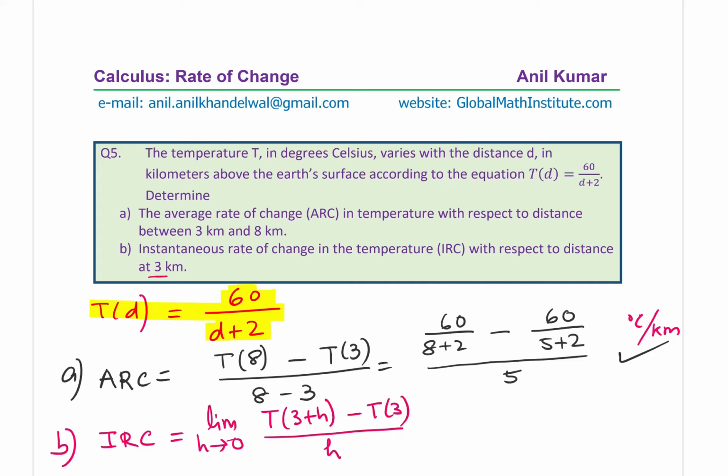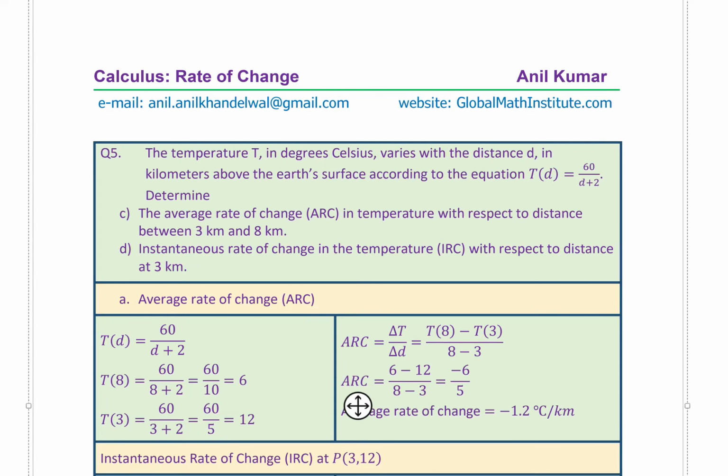Now here, what I did was that I actually typed out the solution for you. So here is the question for you, question number 5, and the straightforward solution to average rate of change is given to us right there. We're saying that the temperature when D is 8 is 6, and when it was 3, the value is 12. So substitute 8 and 3, 6 minus 12 divided by 5 gives you minus 1.2 degrees Celsius per kilometer. So that is how you could find the average rate of change, correct?